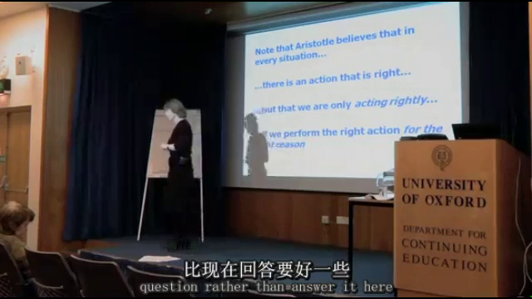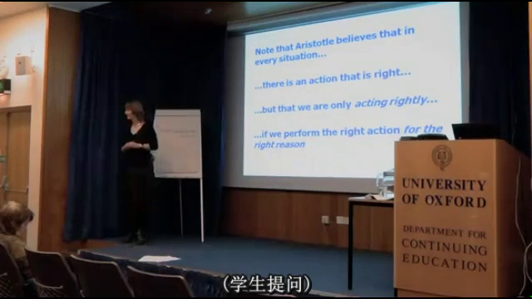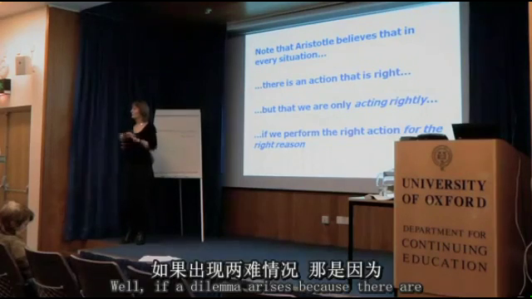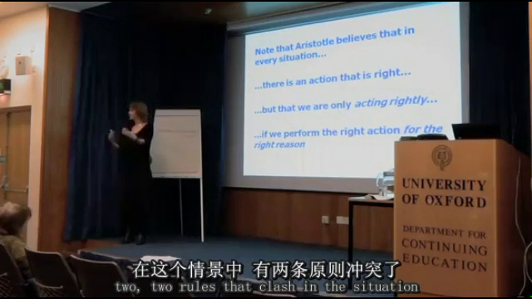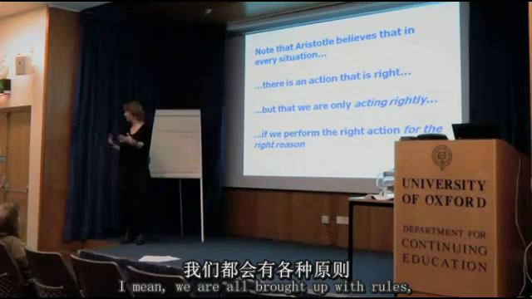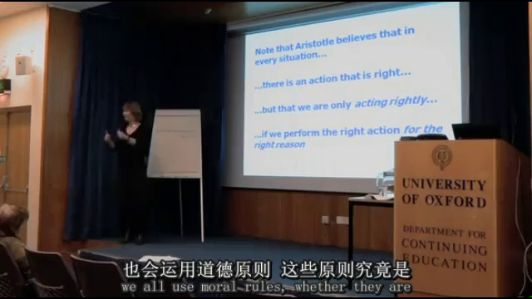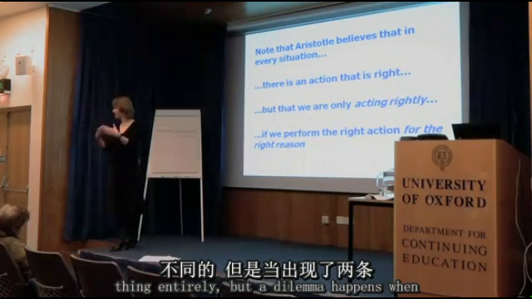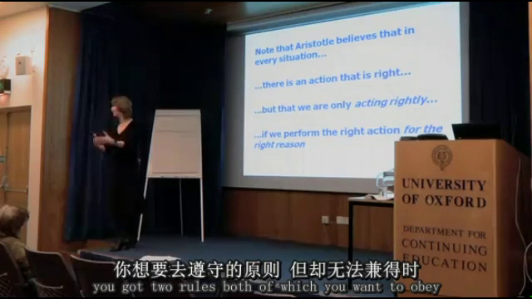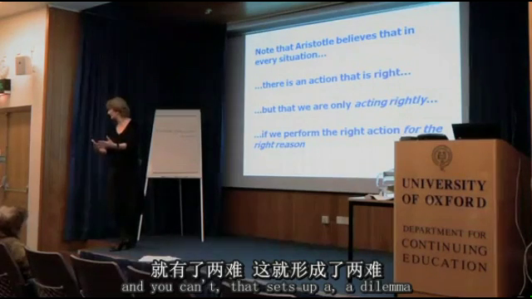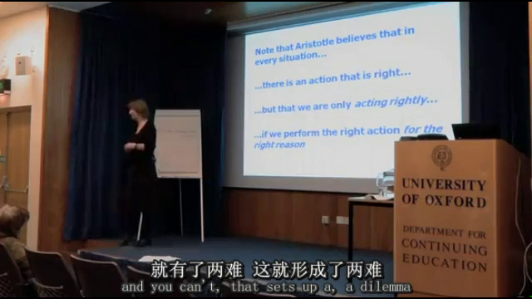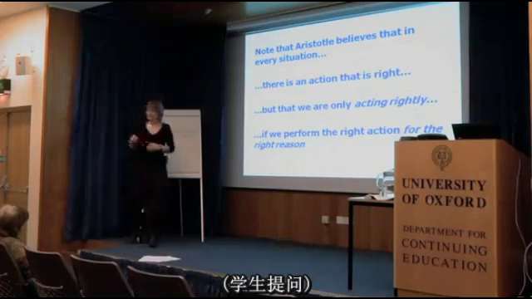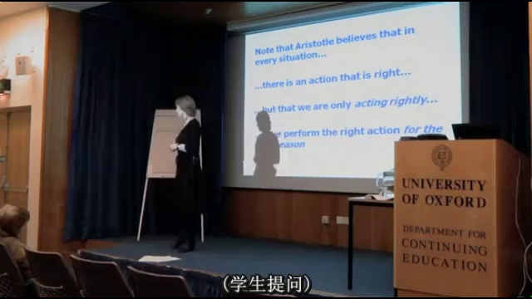Because this virtuous person, the dilemma doesn't exist at all. Well, a dilemma arises because there are two rules that clash in a situation. We're all brought up with rules. We all use moral rules, whether they're moral absolutes or rules of thumb is a different thing entirely. But a dilemma happens when you've got two rules, both of which you want to obey and you can't. That sets up a dilemma. For the virtuous person, it doesn't exist at all because they would know.